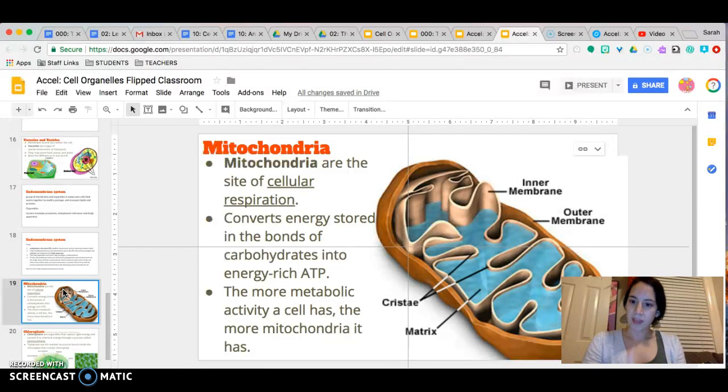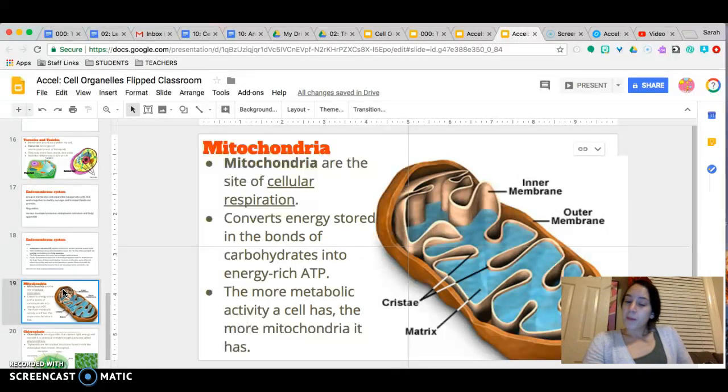You do not know what that means yet. Don't worry, I promise you will. Just know right now that mitochondria is the source of this. Now, it converts energy stored in the bonds in carbohydrates, so bread, food, things like that, and turns them into this energy-rich ATP, which ATP just means energy.